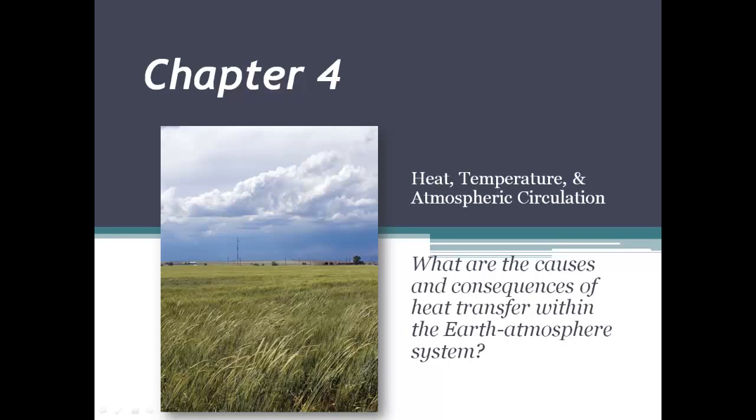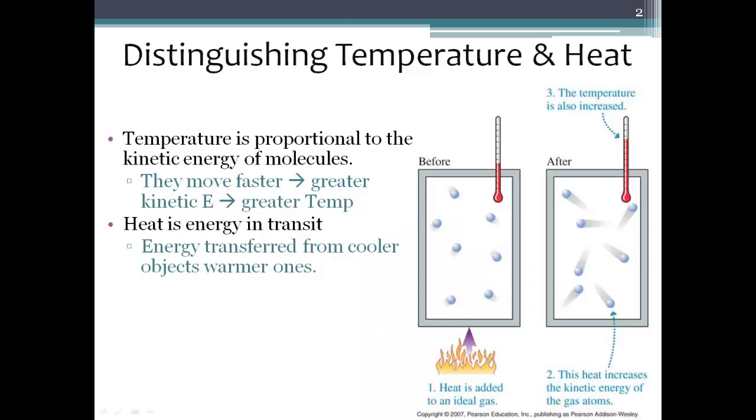Chapter 4 is about heat, temperature, and atmospheric circulation. And our driving question is, what are the causes and consequences of heat transfer within the Earth atmosphere system? Let's start off by distinguishing between temperature and heat.